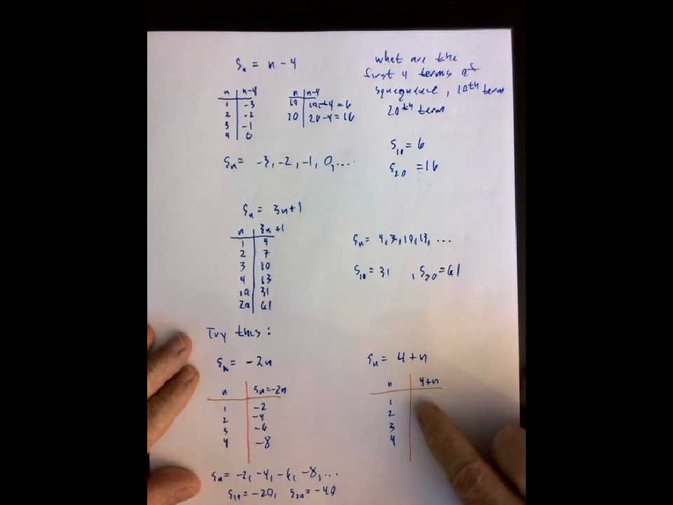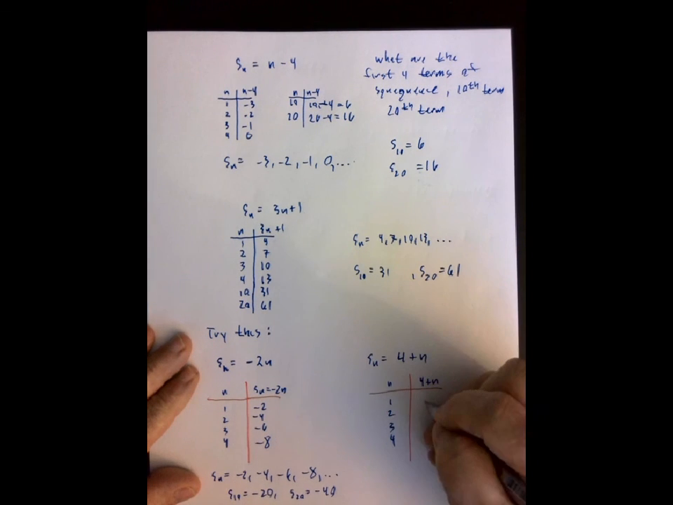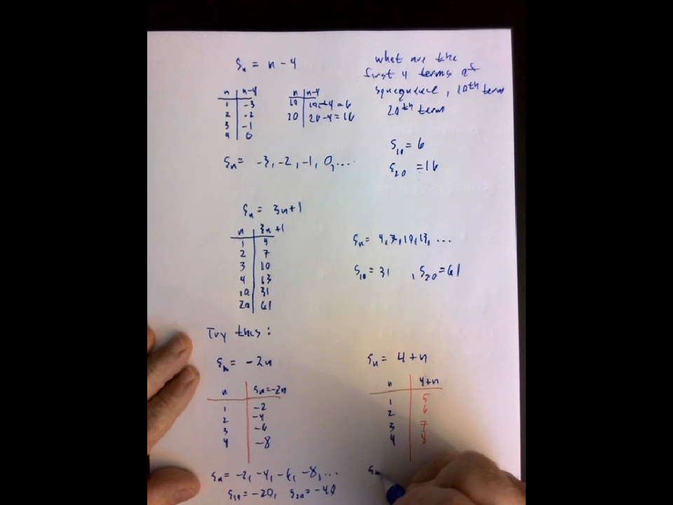So 4 plus 1, I'll use a different color here. 4 plus 1, that's 5, so the first term would be 5. 4 plus 2 is 6. 4 plus 3 is 7. 4 plus 4 is 8, right? So S sub n is going to be equal to 5, 6, 7, 8, dot, dot, dot.